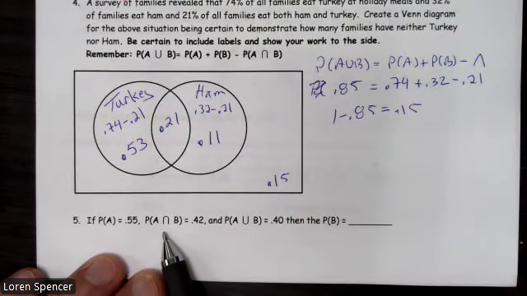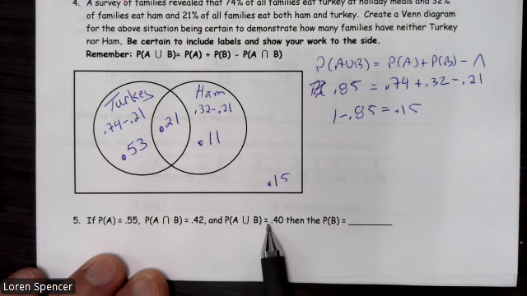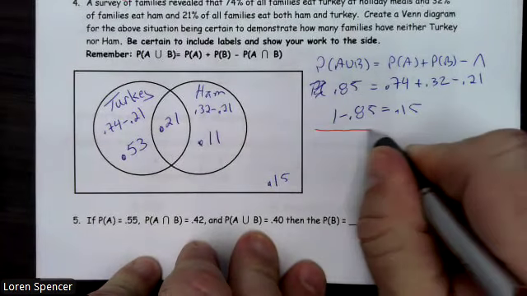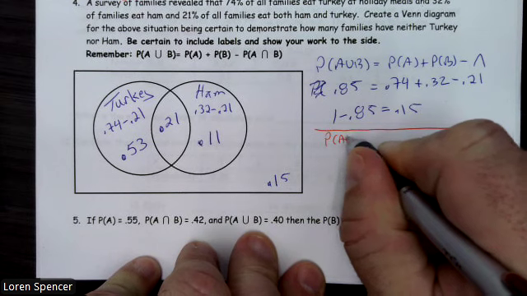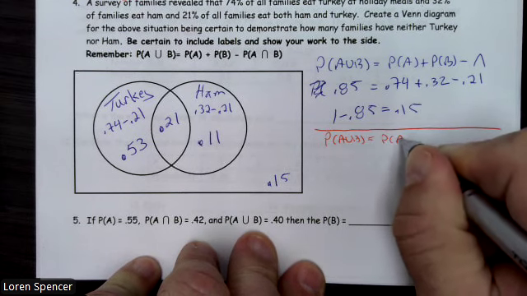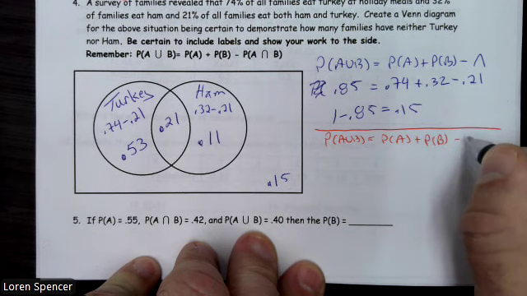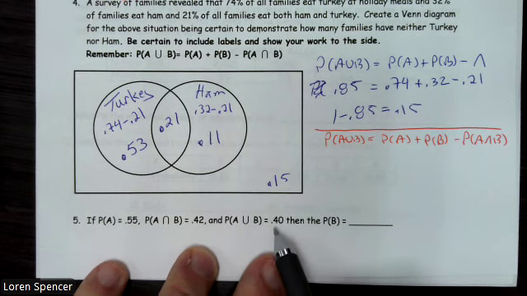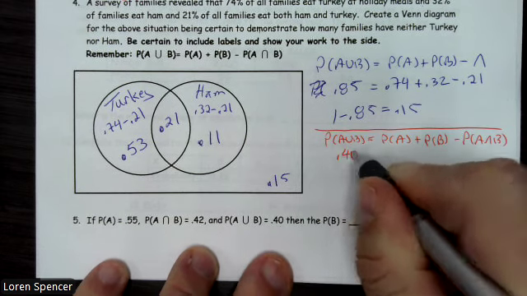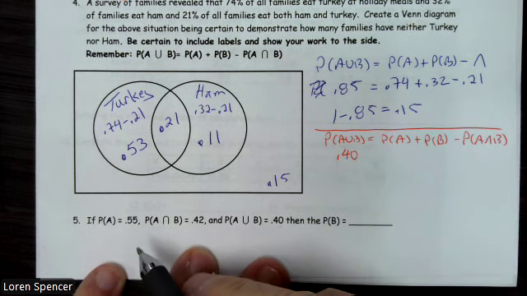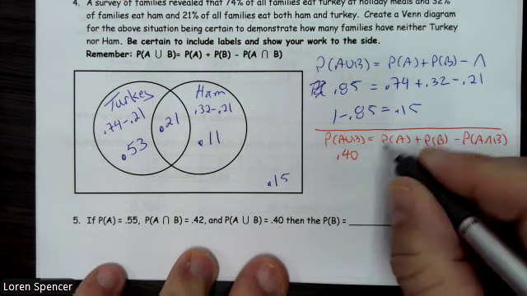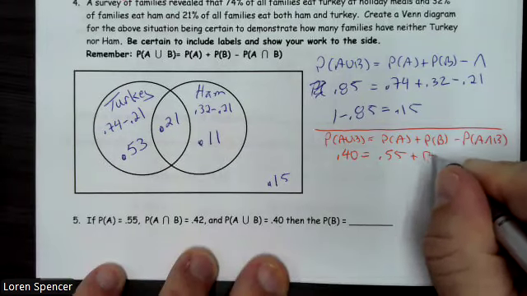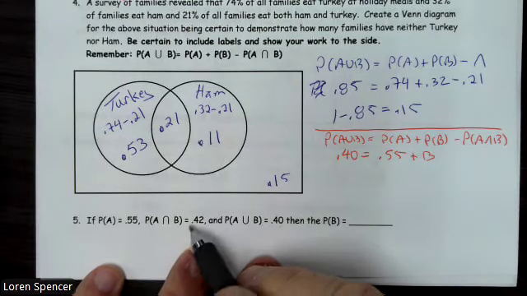If A equals 0.55 and A intersect B is 0.42 and A union B equals 0.4, then what is B? Well, in this case, I need to go back to the A union B formula. So I have probability of A union B equals the probability of A plus the probability of B minus the probability of A and B. And they're telling me A union B is 0.4. They're telling me that A is 0.55. We don't know B, so we'll just put a B in there. And what we do know, the intersection is 0.42.